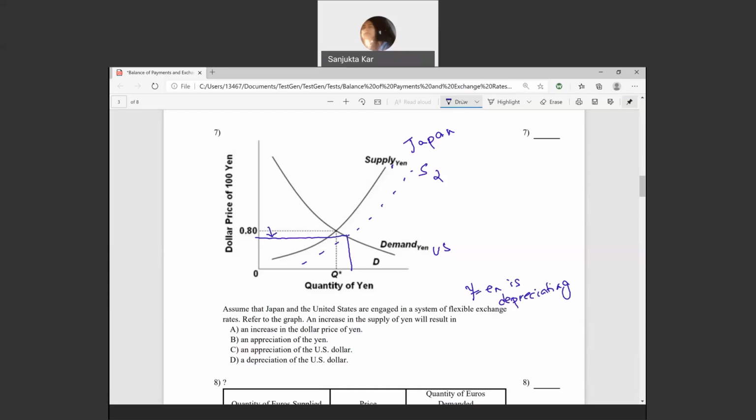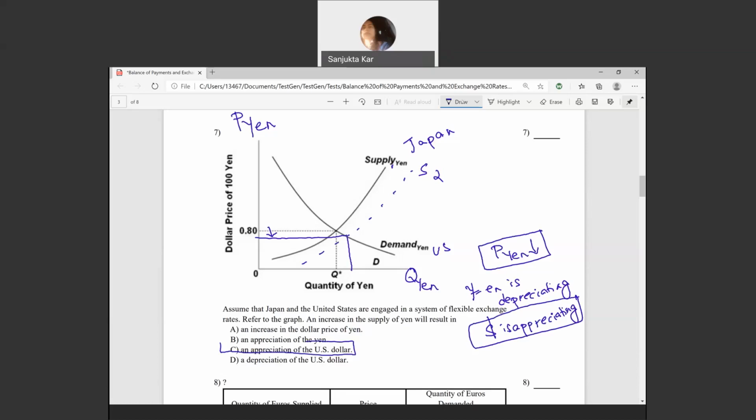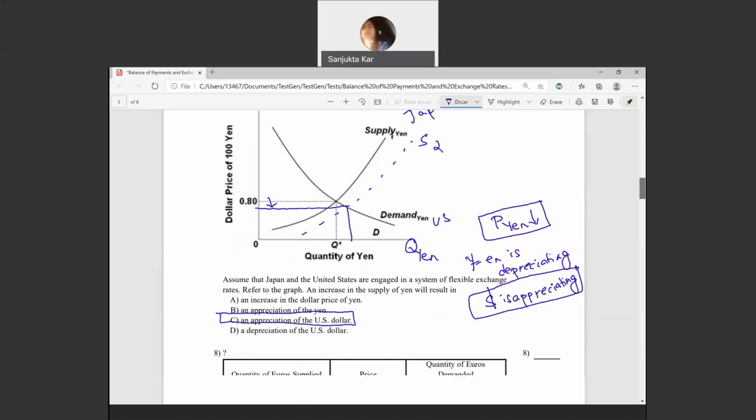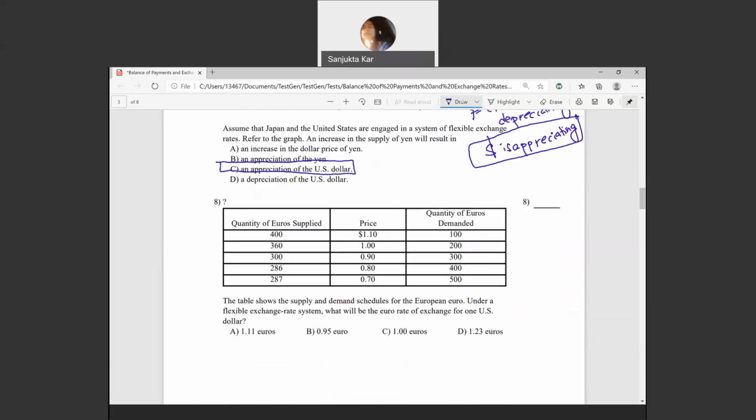Just to let you know something to make things easier for you, here we have the quantity of yen, and over here I have the price of yen. So when the price of yen is going down, yen is depreciating and dollar is appreciating. So when one currency goes down, the other currency is going to go up. Now go to question number 8.